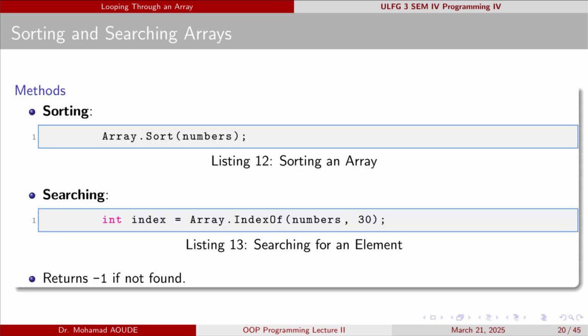C# makes sorting and searching extremely easy. Array.Sort(numbers) arranges elements in ascending order automatically. Array.IndexOf(numbers, value) helps you find where a specific value is located. If the value isn't found, it returns -1, which is easy to handle.